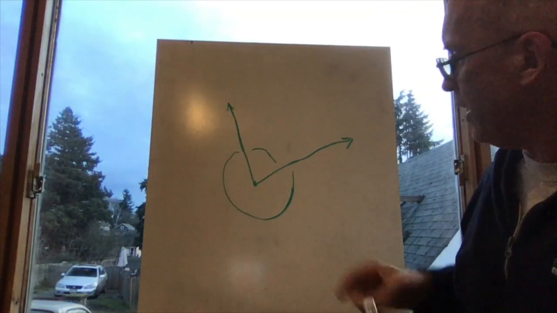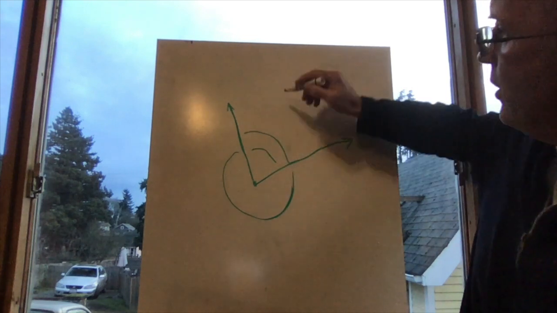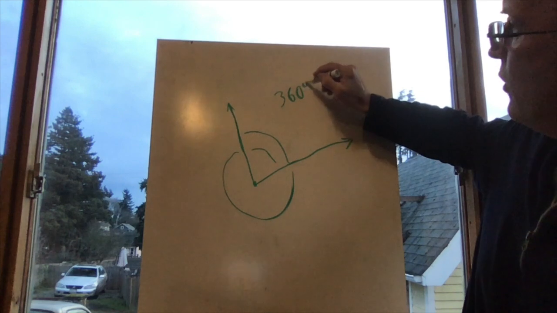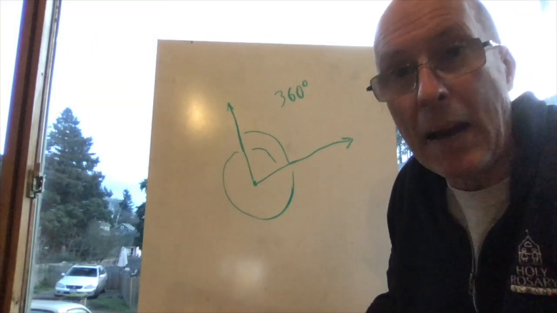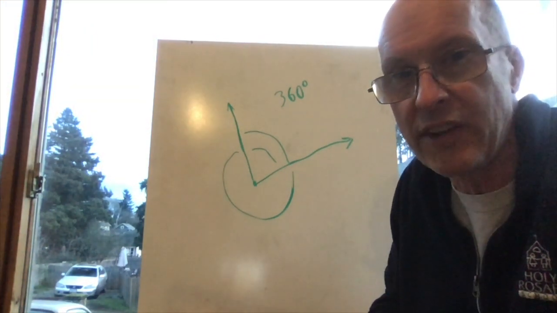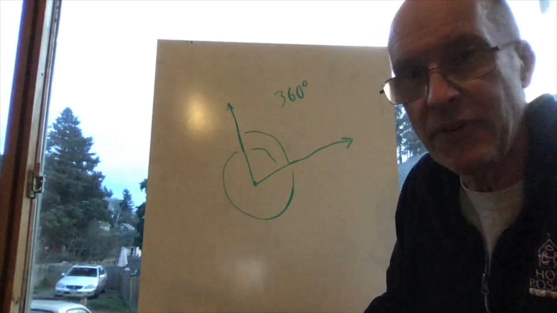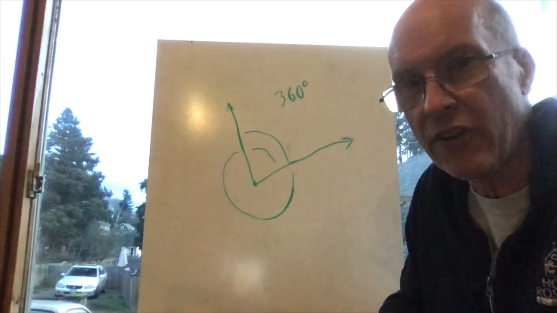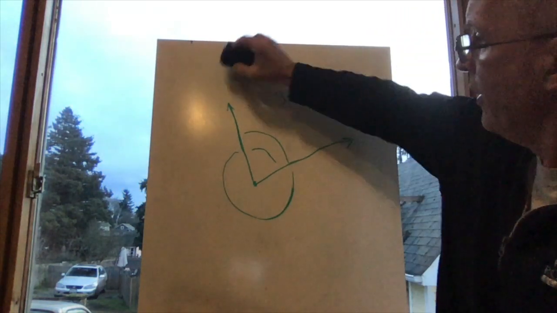We measure these things in what are called degrees, and you probably already know that. There's 360 degrees in a circle, and we owe that to the Babylonians. They were obsessed with the number 60. 6 times 60 is 360, and we measure angles in the same thing, degrees.